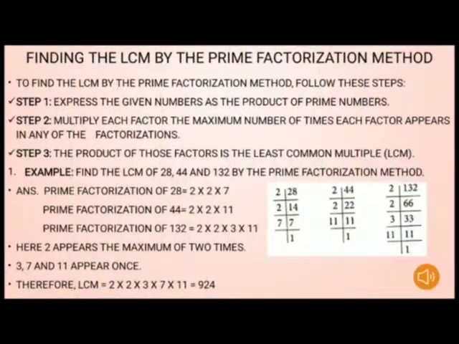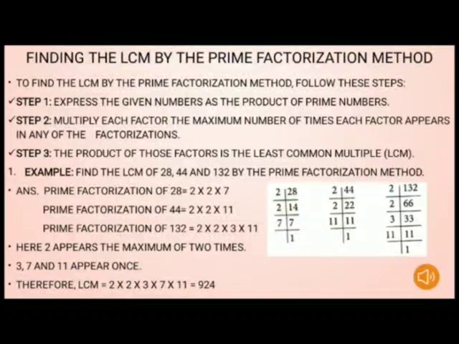Dear students, now let's see the next slide, finding the LCM by the prime factorization method. To find the LCM by the prime factorization method, we follow a few steps. Step 1. Express the given numbers as the product of prime factors. Step 2. Multiply each factor the maximum number of times it appears in any of the factorizations. Step 3. The product of those factors is the least common multiple.